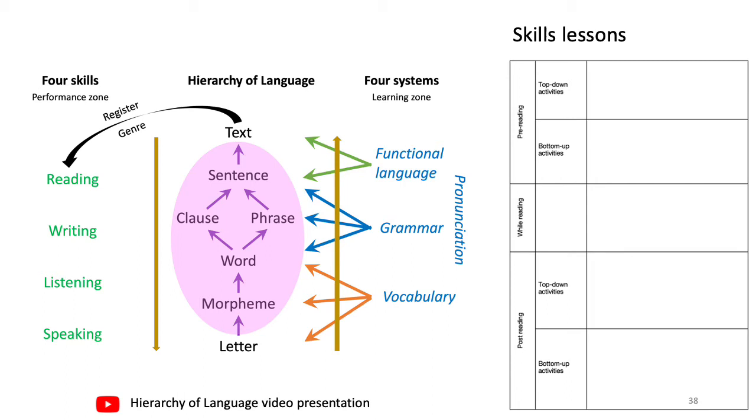The brown arrows indicate top-down and bottom-up learning. So the left one is when we're working with texts and we're looking at how the text works, and we talk about the schema of the texts. Then this is top-down learning. When we're working with language from the bottom up, we're working with the four systems. We're looking at the grammar and vocabulary and pronunciation and functional language to see how these things can be put together to create a text. So this is top down and bottom up.